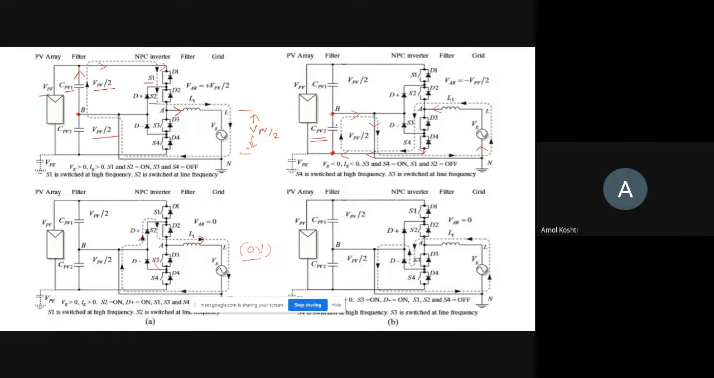So again this VPV by 2 will appear. But now it is not VPV by 2, it is minus VPV by 2. Why? Because the direction of the current to the load is exactly opposite to this. So that is the reason here it is referred to as minus VPV by 2. Again, during this negative half, the inductor might get charged. So again after this negative half we have to produce a positive half, and before producing the positive half we have to discharge this inductor.